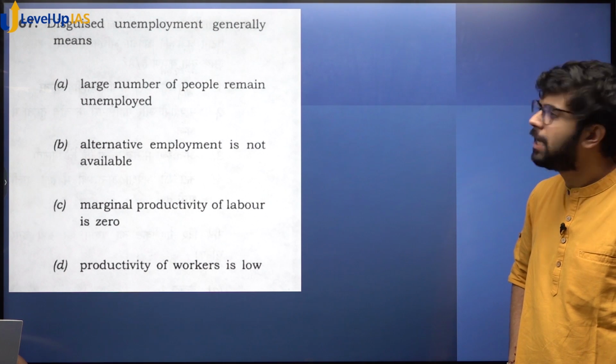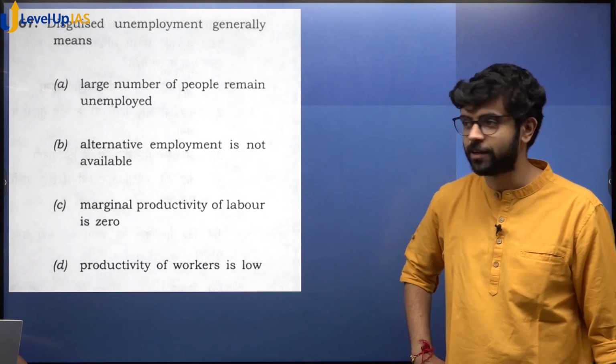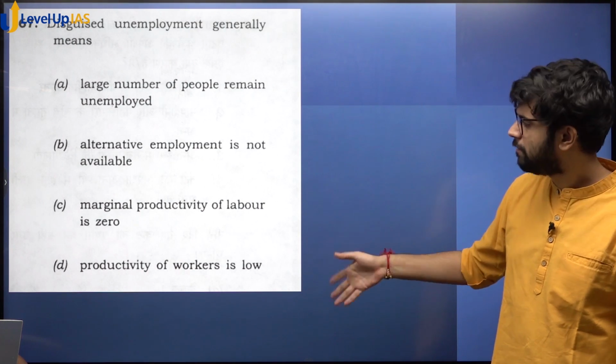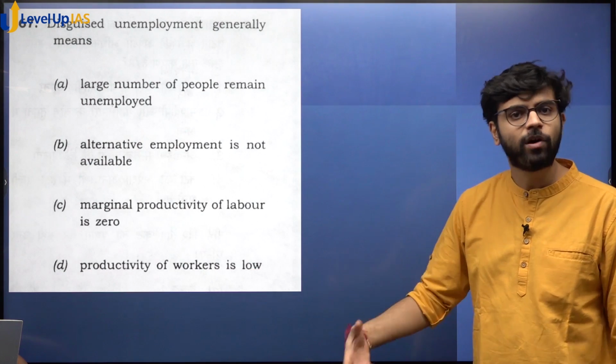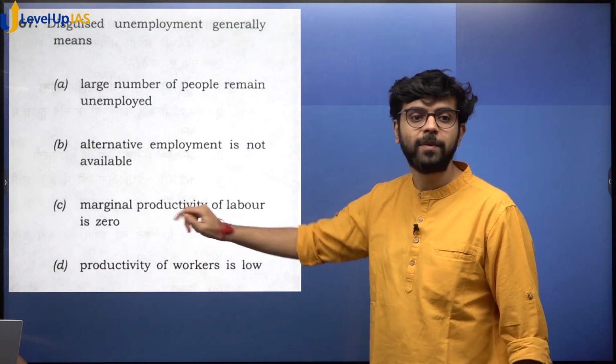Large number of people remain unemployed. ऐसा नहीं. In fact, large number of people are employed, but they are not doing any productive work. Alternate employment is not available. Maybe, may not be. We don't know. Productivity of the workers is low. It is low because, but most appropriate क्या है? Marginal productivity of labor is 0.